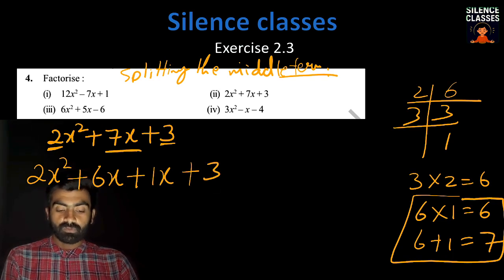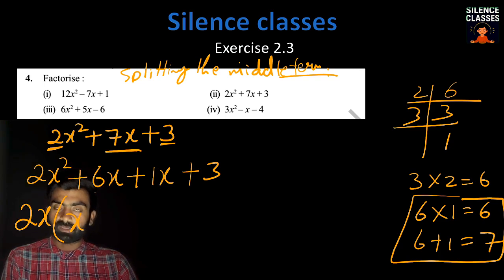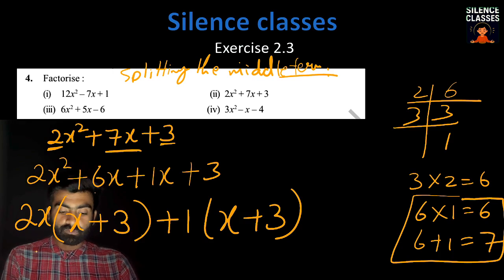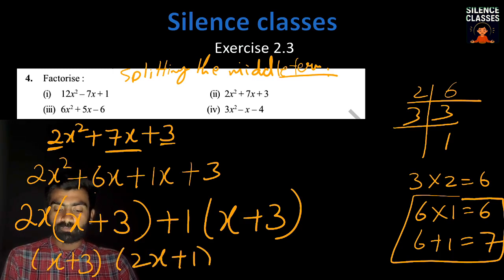So 6 1 just 6, we will get 6, and 6 plus 1 we will get 7. So we can say 2x as common, so we will get x over here, and plus 3 2 ja 6 means 3, and x we have already taken common over here, so we will let x plus 3 inside, and we will take plus 1 as common, so we will get x plus 3 in the bracket. So x plus 3 and 2x plus 1 are the factors of the given polynomial.